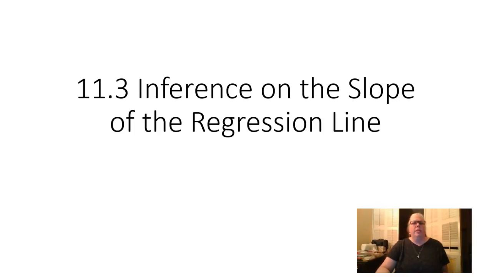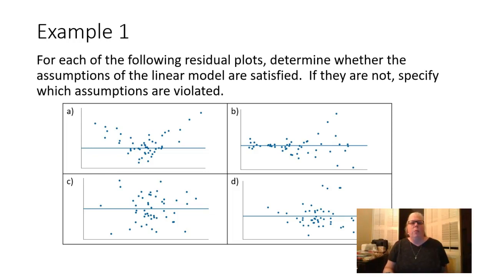The examples in this video go with lesson 11.3, inference on the slope of the regression line. Example 1: for each of the following residual plots, determine whether the assumptions of the linear model are satisfied. If they are not, specify which assumptions are violated.